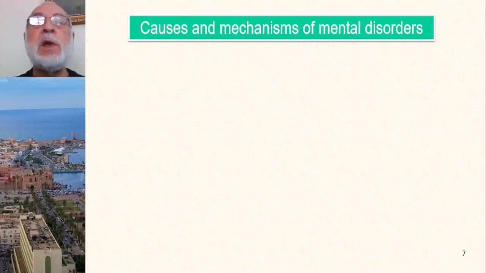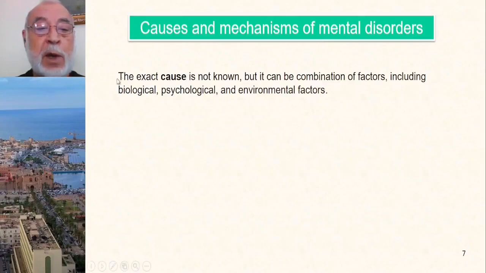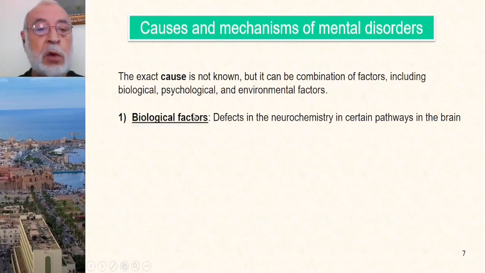So what are the main causes of mental disorders? There are 3 main causes. Either it might be biological, which involves the genes of the person, or a psychological factor, or environmental. We'll talk first about the biological factors. Usually biological involves defect in the neurochemistry of the brain, defect in neurotransmitters in the brain.